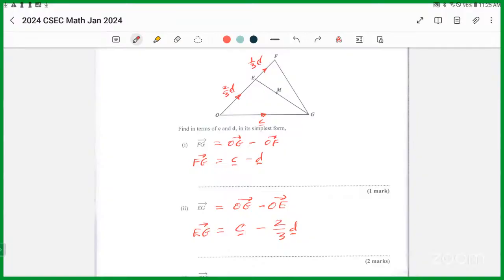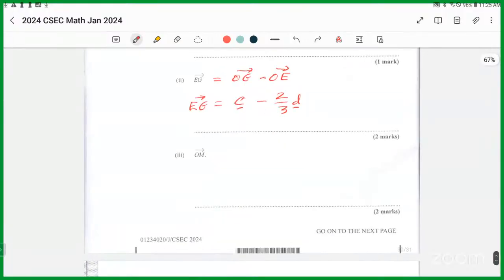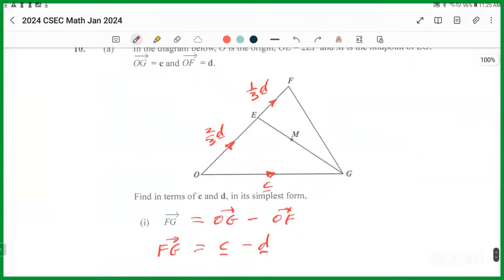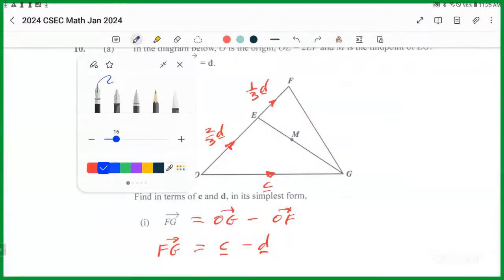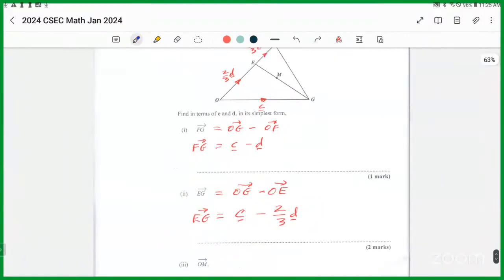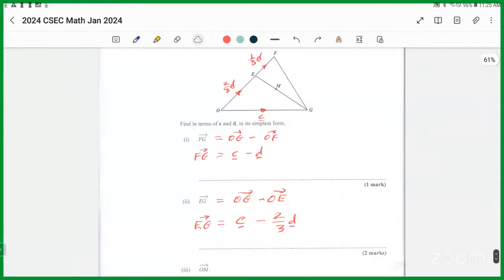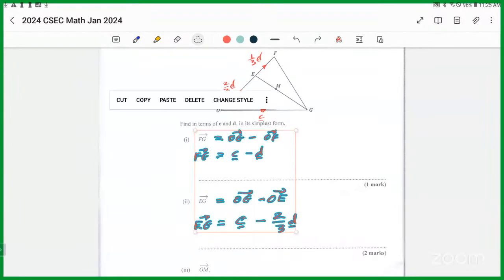Alright, let's continue. Then it wants the vector OM. Let's look at it now. So the vector OM is from here to there. It's a position vector, O to M. Now, in this case, we're going to have to use a diagram to get the vector OM. We're going to look and say to ourselves, let me do it in blue. I've been doing the question in red. We should be doing it in blue. Let's change them to blue.